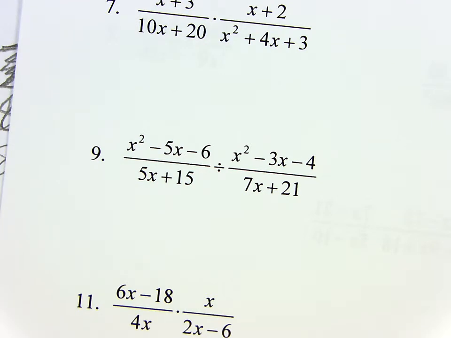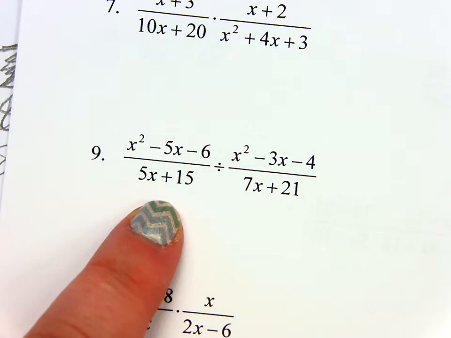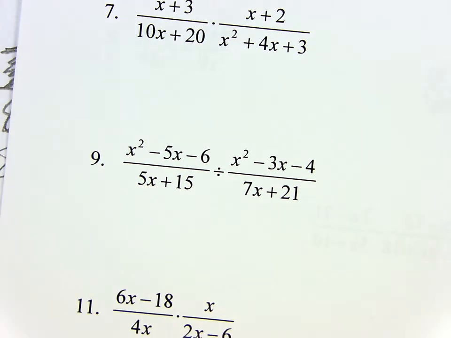Wait, I have a question regarding, like, when we're at the 5x plus 15. Yeah. We can take out a 5, right? Mm-hmm. So is the 5 and then in parentheses? Okay.